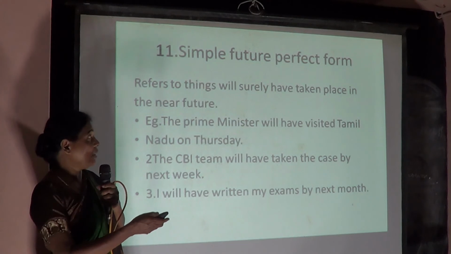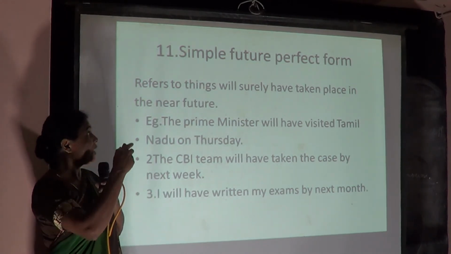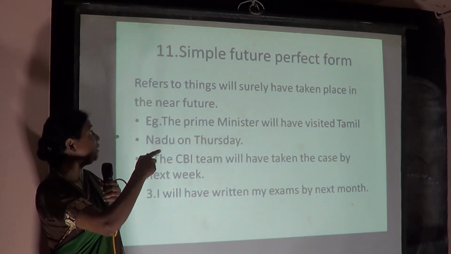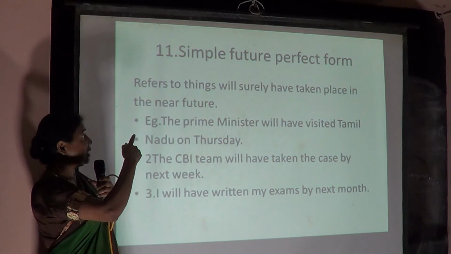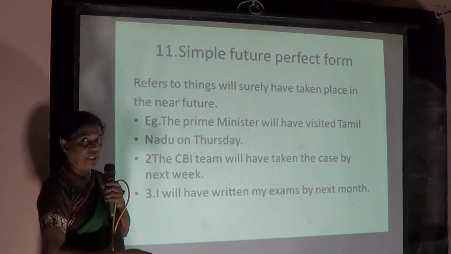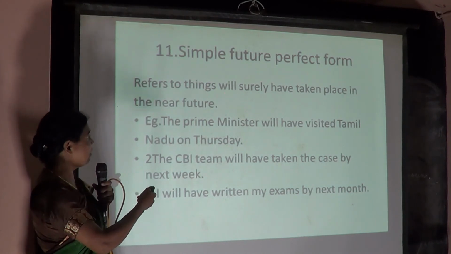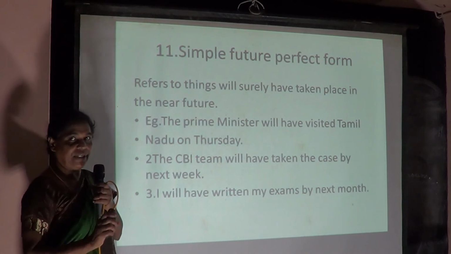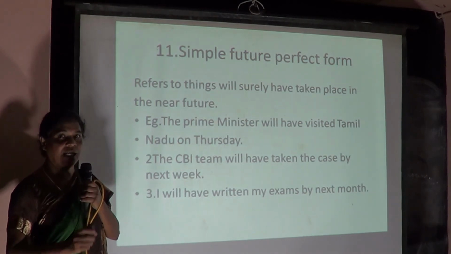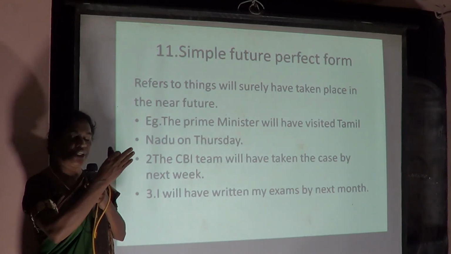See, here we have already seen the present continuous form and present perfect form. All this we have seen, the past perfect form, and now we are seeing the future perfect form. Okay, so listen carefully. It refers to things that will surely have taken place in the near future. Definitely certain things, already pre-planned, already scheduled.